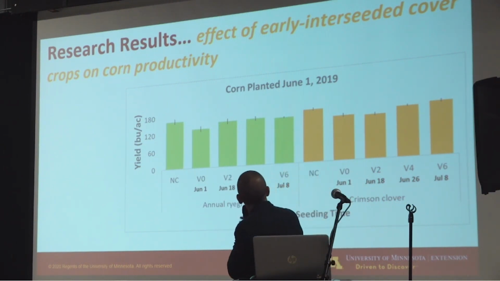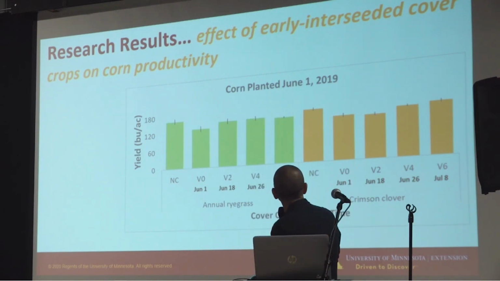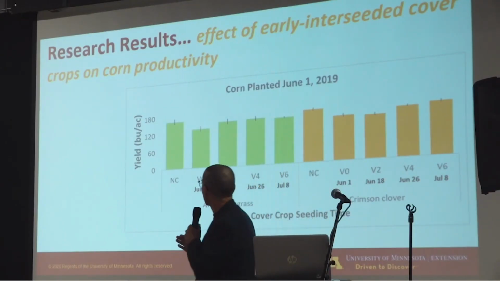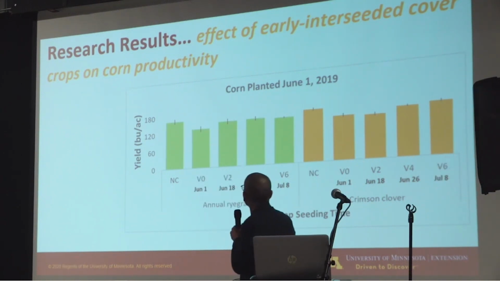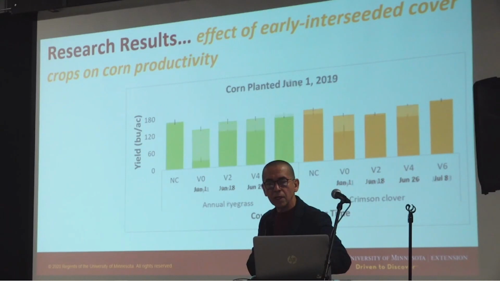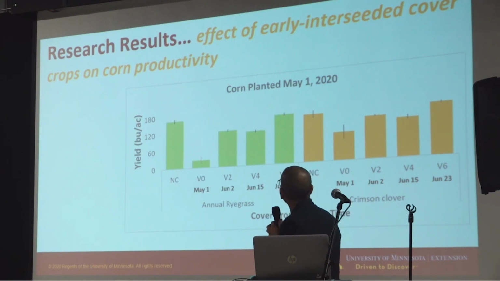If we look at another study where corn was planted on June the 1st, this is the effect of early interseeded cover crops on corn productivity. Again, no effect on yield of corn at all. So it's interesting to see that. But if you look at another year, you will see like this.